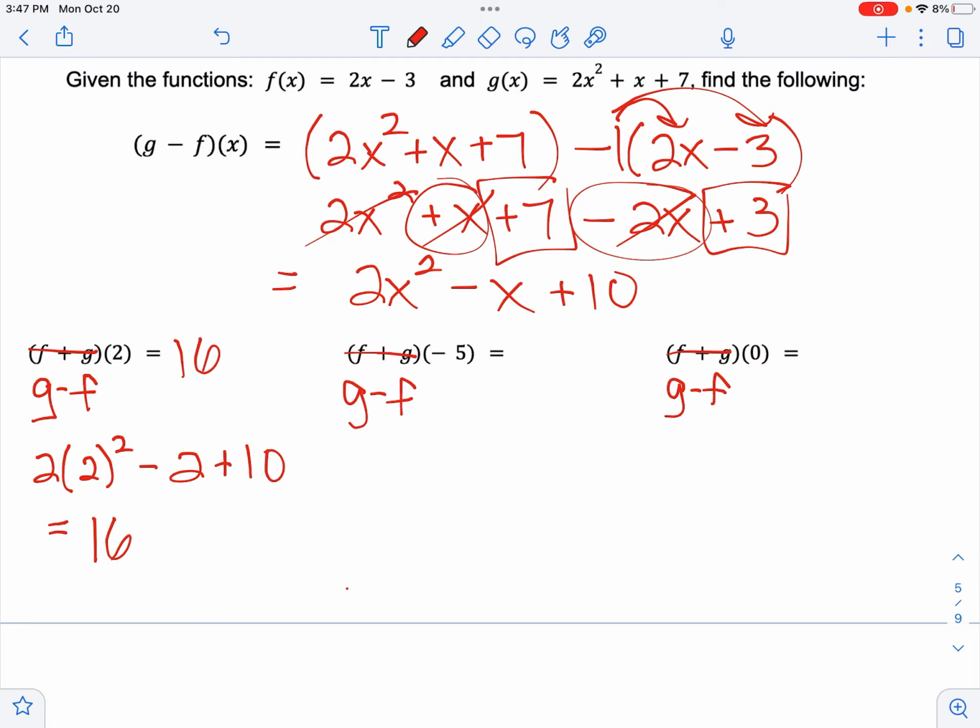Okay. And then let's try this one would be 2 times negative 5 squared minus negative 5 plus 10. So that's negative 5 squared would be 25 times 2 is 50, and then minus a negative 5 is 55, plus 10 is 65.